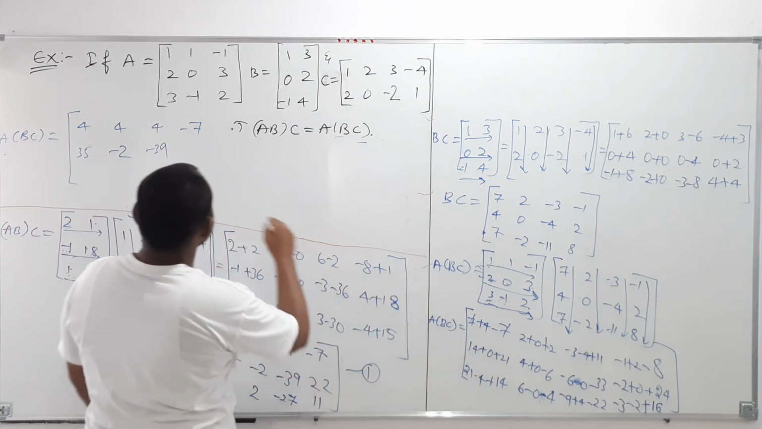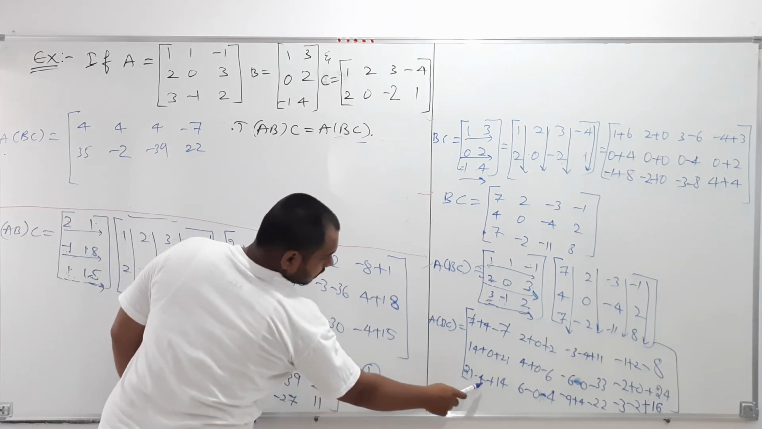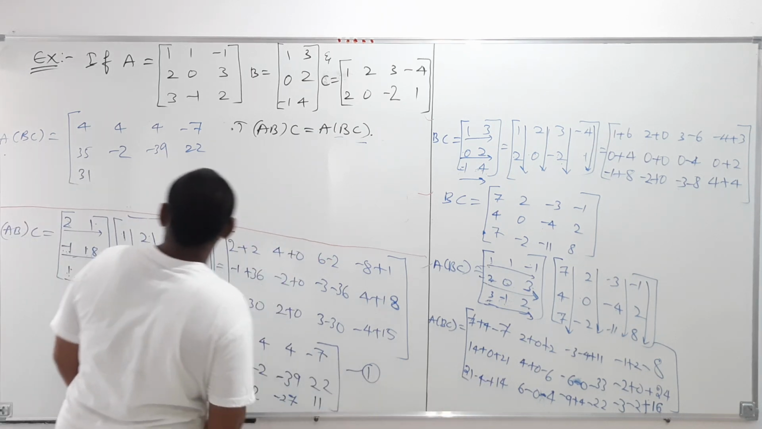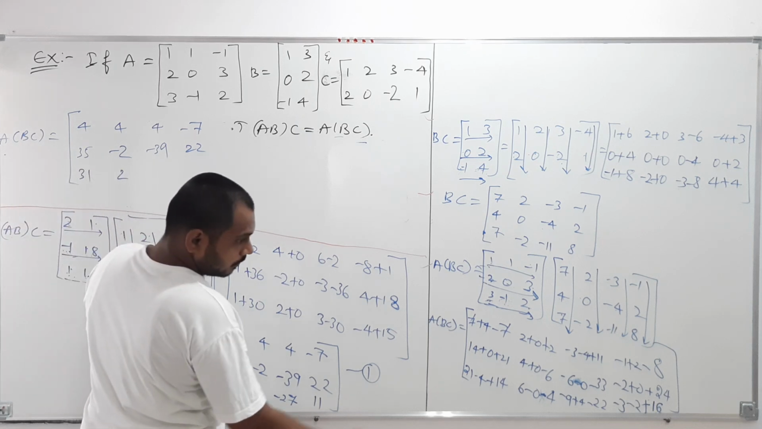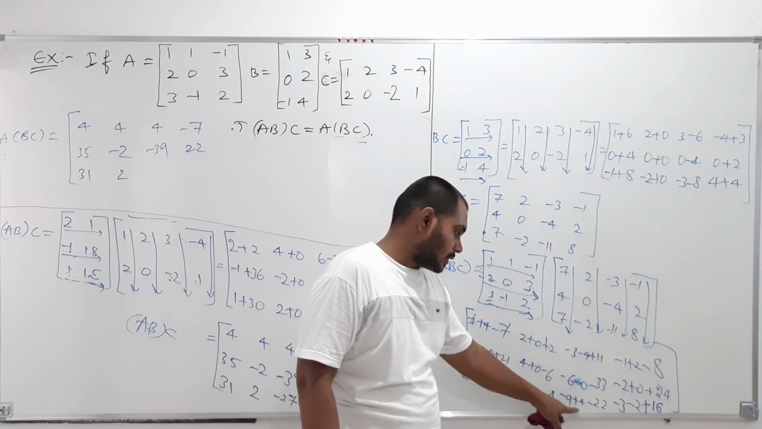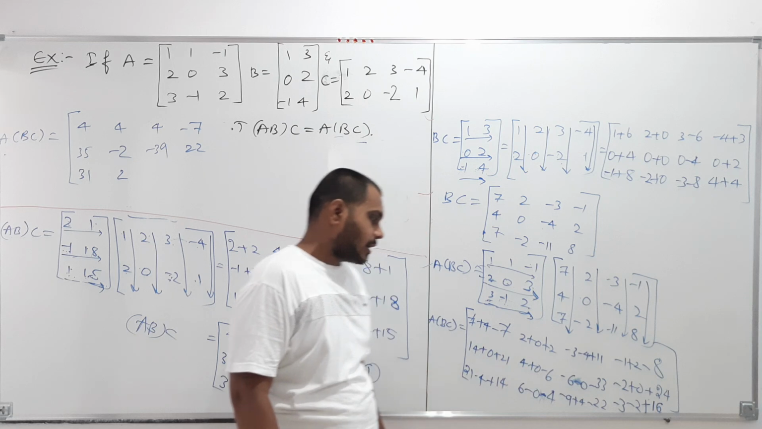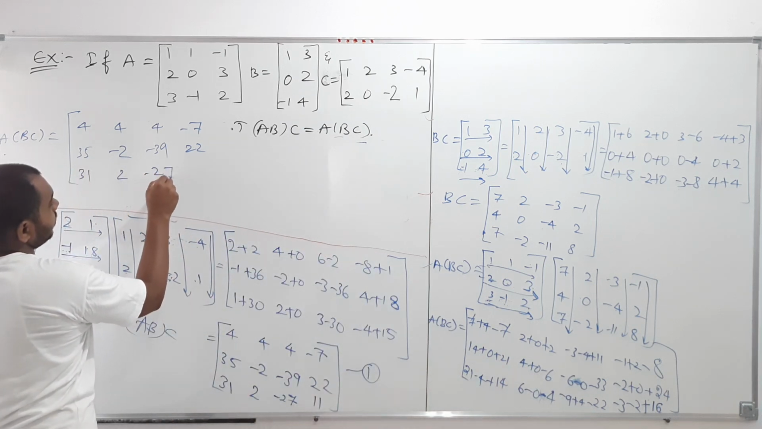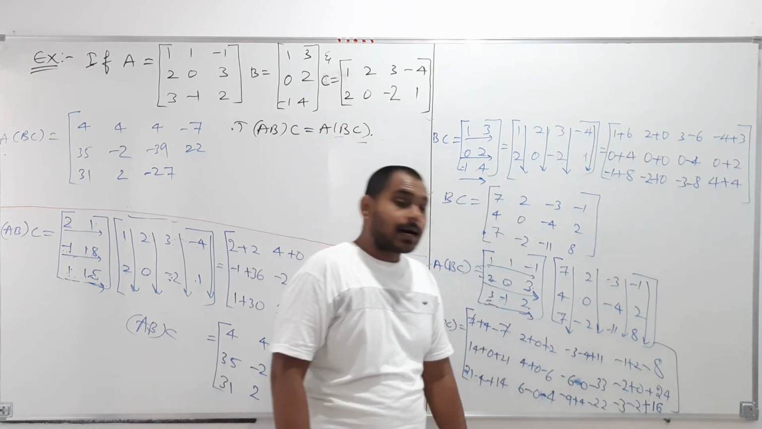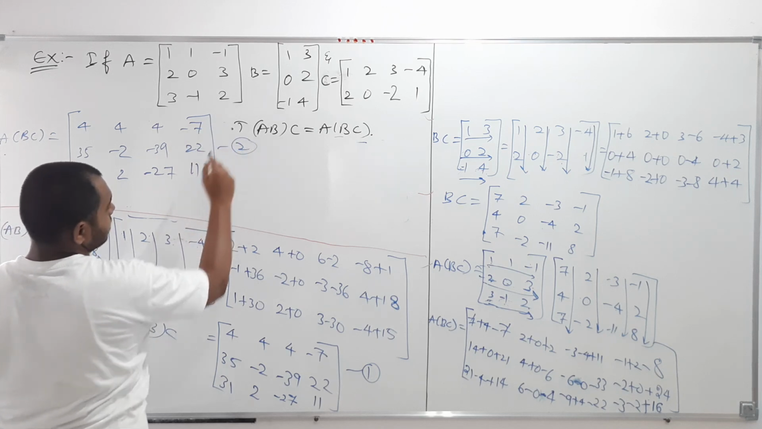And next, 24 minus 2 is 22. And next, 21 minus 4 plus 14 is 31. Next, 6 minus 4 is 2. And next, minus 22 plus 4, or else minus 9 plus 4, is minus 5. Minus 5 plus minus 22 is minus 27. And next, my dear students, minus 3 minus 2 is minus 5, 16 minus 5 is 11. You can call this 2.